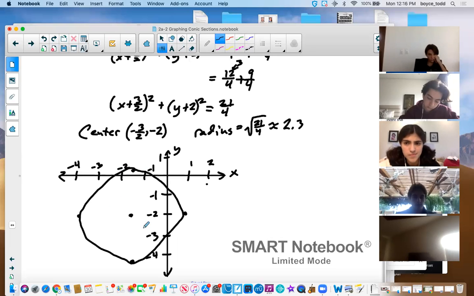It looks like, you guys ever watch Family Guy? It looks like the head of the guy Stewie on Family Guy. It doesn't look exactly like a circle, but I'm not going to deduct points if your circle is not beautiful.